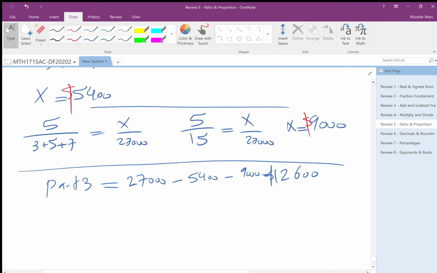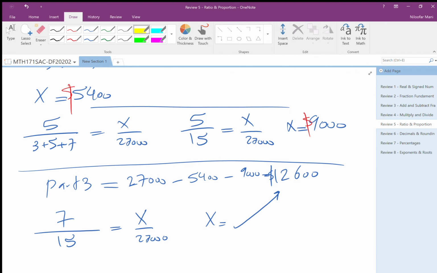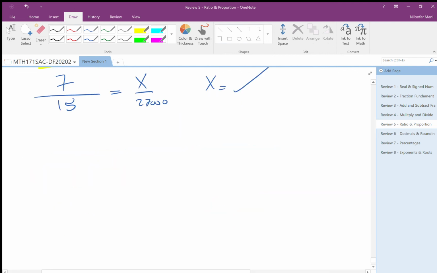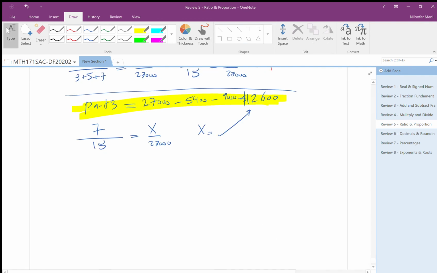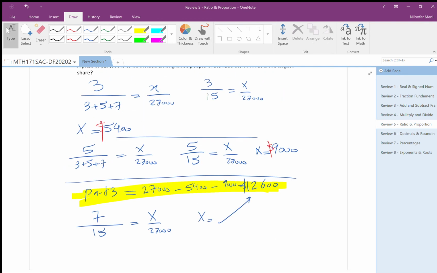And if I do it with the other method, which is 7 over 15 equals X over 27000, I see 7 times 27000 divided by 15, which is the same answer. Okay, so here I can do any of them. But it's easier for me to do this for the last part: I divide the total minus the other parts, which I found using proportion, using ratios. Okay? So I'm done with the lesson here. So I finish and then I go to the next video.